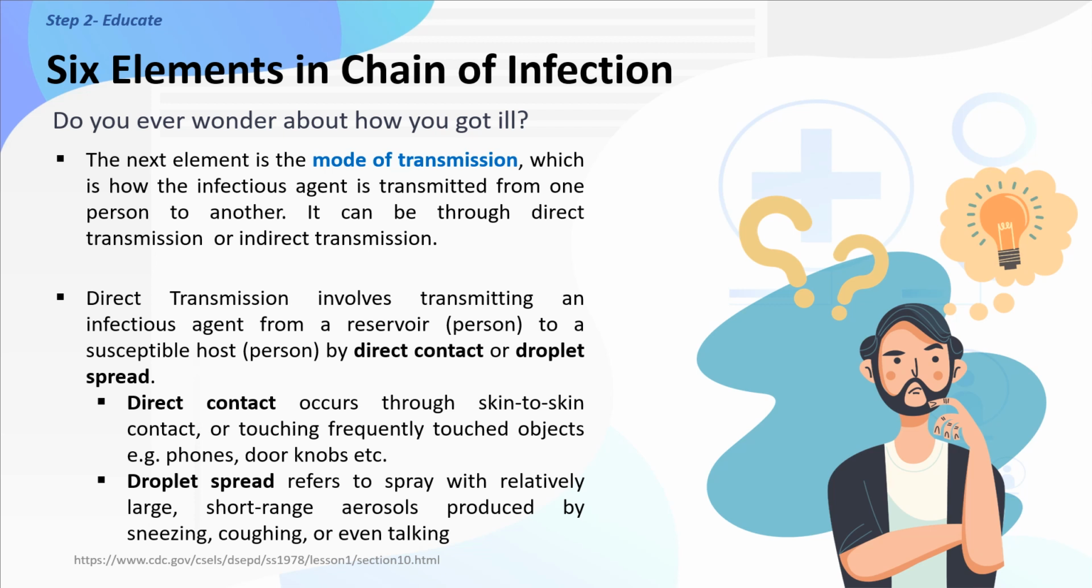Direct transmission involves transmitting an infectious agent from a reservoir, person, to a susceptible host, person, by direct contact or droplet spread. Direct contact occurs through skin-to-skin contact, or touching frequently touched objects, for example phones, doorknobs, etc. Droplet spread refers to spray with relatively large, short-range aerosols produced by sneezing, coughing, or even talking.